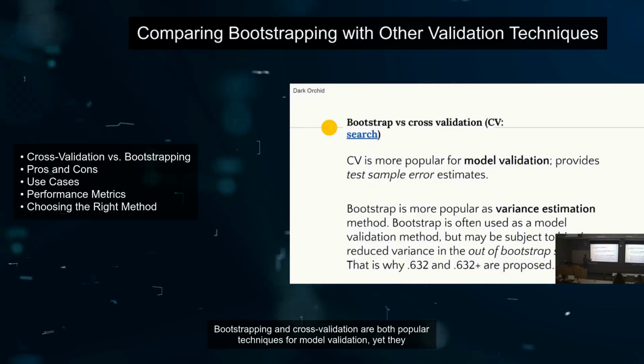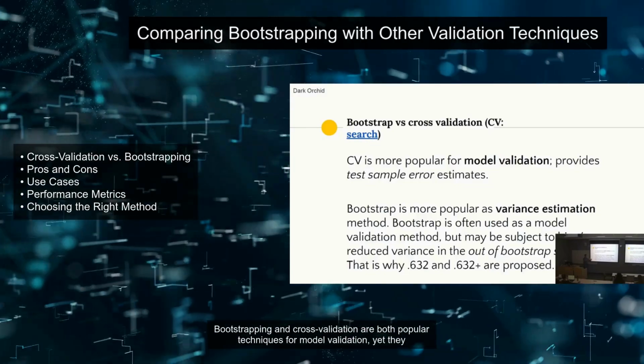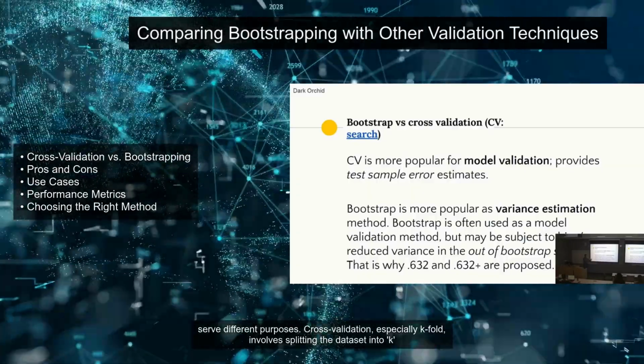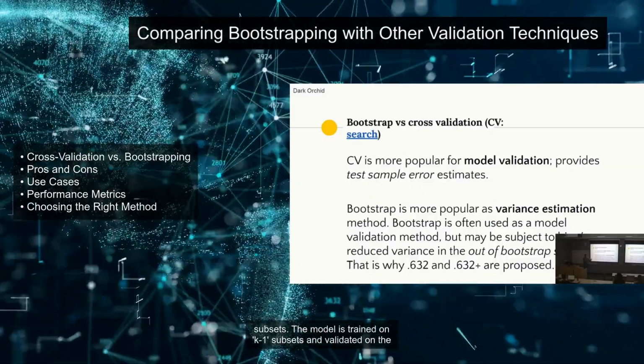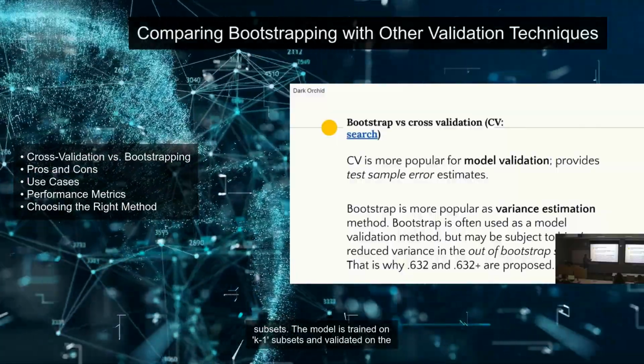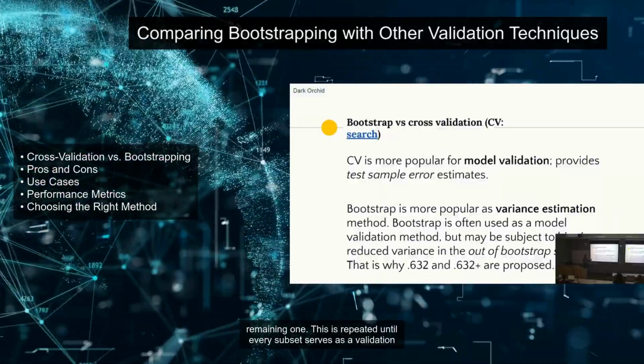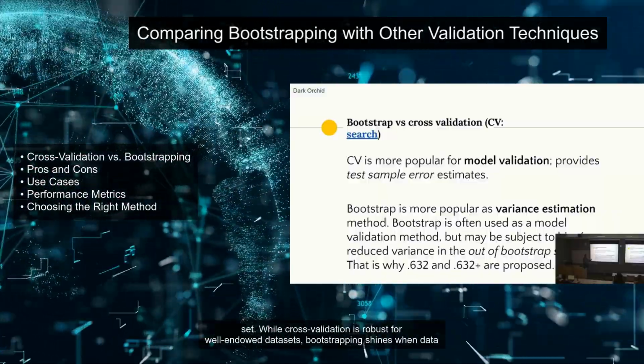Bootstrapping and cross-validation are both popular techniques for model validation, yet they serve different purposes. Cross-validation, especially k-fold, involves splitting the dataset into k subsets. The model is trained on k-1 subsets and validated on the remaining one. This is repeated until every subset serves as a validation set.